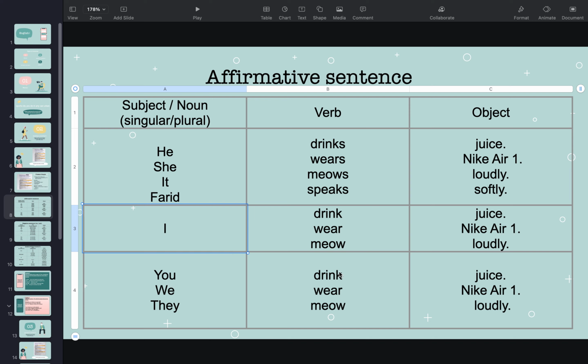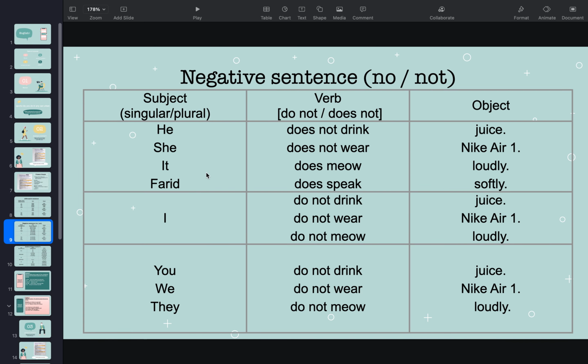Okay, now you drink, we wear, they meow. So semua ni tak ada S sebab dia lebih dari seorang. Plural noun, dia punya verb tak boleh ada S. Okay, alright. Now tengok seterusnya. Let's check out the next slide.